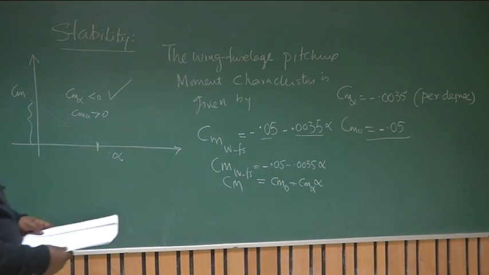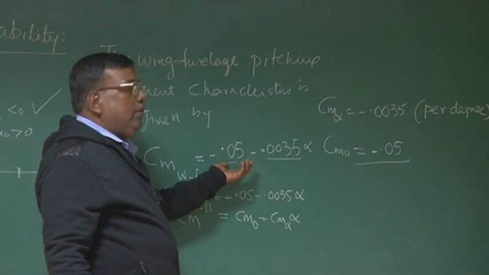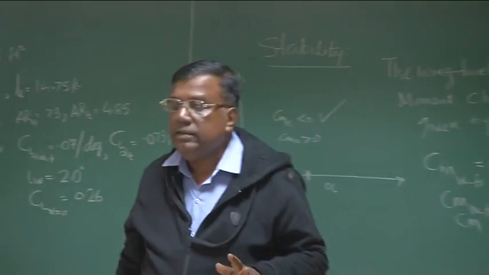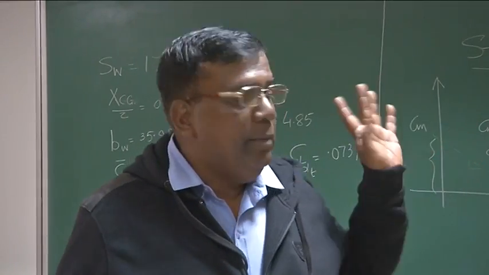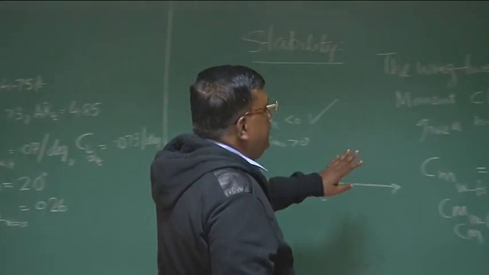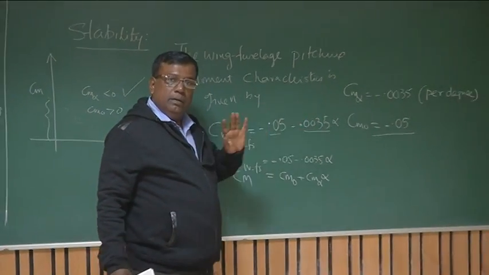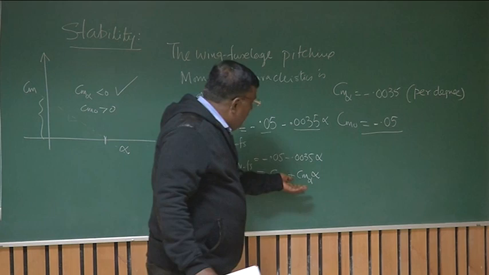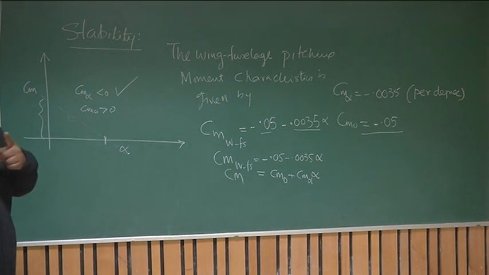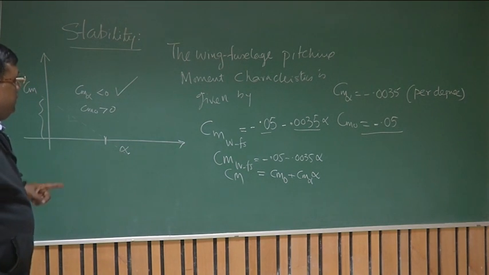So this configuration, whatever is given for fuselage and wing, is statically stable. To what degree stable? That is decided by the Cm alpha. So as far as static stability is concerned, this configuration is statically stable, no doubt about it, because Cm alpha is negative, and that is the condition here. But if you want to trim at positive angle, then what is the condition?